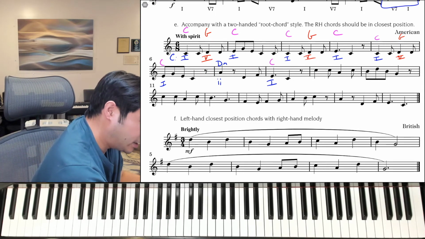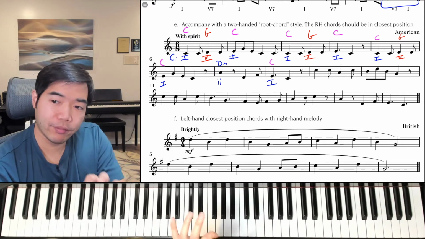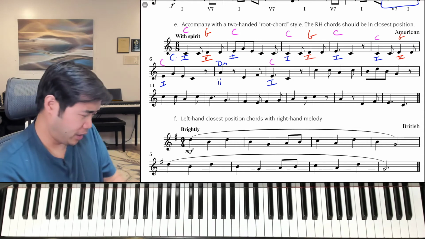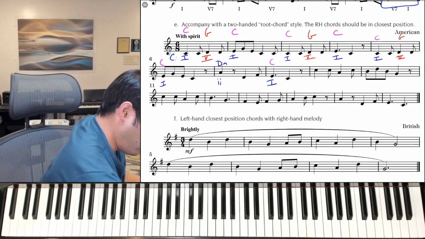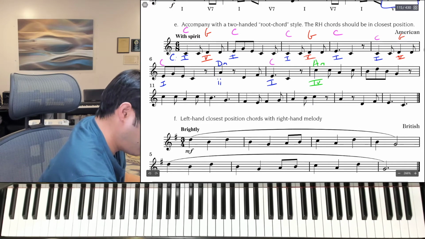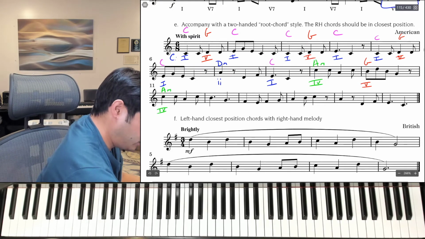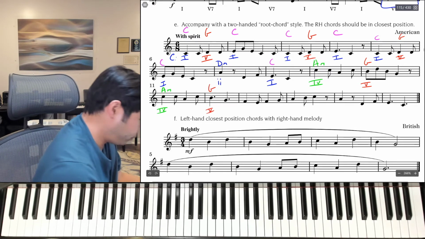And then this next section here, we have a C and A that can either be an A minor triad or an F major triad. 4 to 5 makes a little bit more sense. So let's do it as a 4 chord, which is going to be F major. And then back to the 5 chord here, G major. And it repeats itself. 4 chord, F major. Back to the 5 chord, G major.